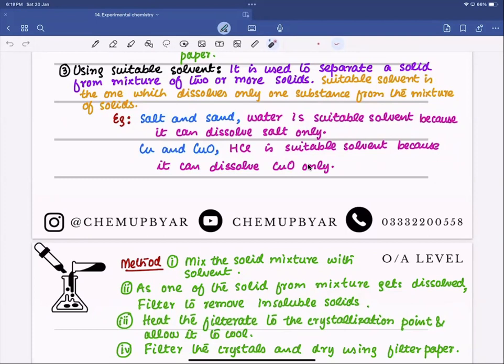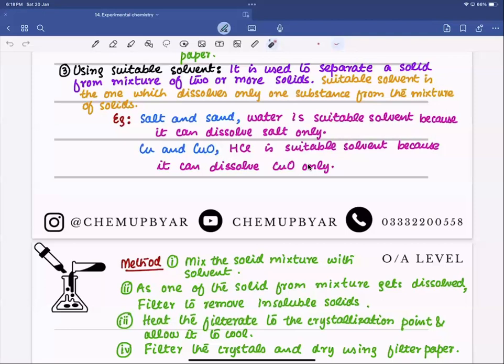So water is not a suitable solvent because it is dissolving both things, and I am not able to separate anyone. But if I take ethanol, an organic solvent which dissolves sugar only and cannot dissolve salt, then when I add that mixture to the ethanol, it will dissolve all the sugar. Salt remains insoluble. I will do the filtration and get the salt as a residue. Then I crystallize the filtrate, so I will get the sugar separately. That's how it gets separated, so ethanol is the suitable solvent there.